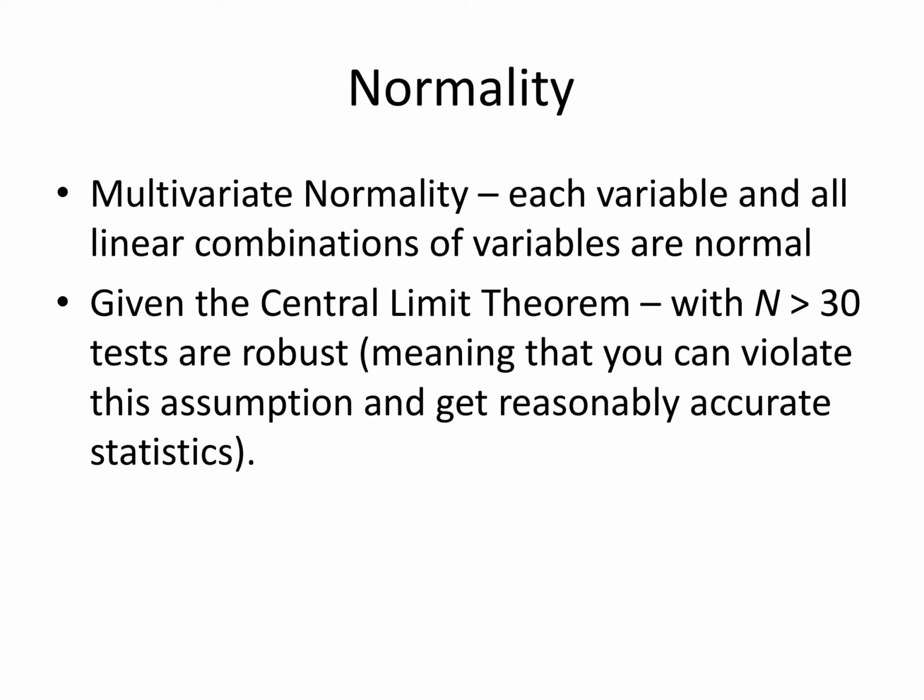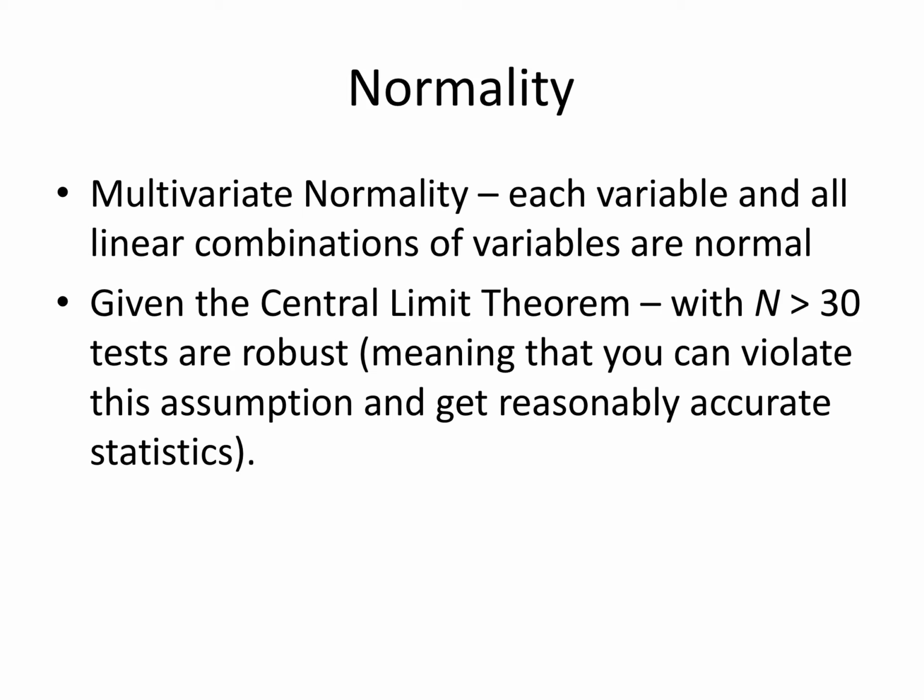Okay. So for multivariate normality, what we're assuming is that each variable and all the linear combinations of those variables are normal. So if I have 10 variables, each variable is normal, and each one of the combinations. So 1 and 2, 1 and 3, 1 and 4, 1, 2 and 3, 1, 2 and 3 and 4, etc., etc. Okay.